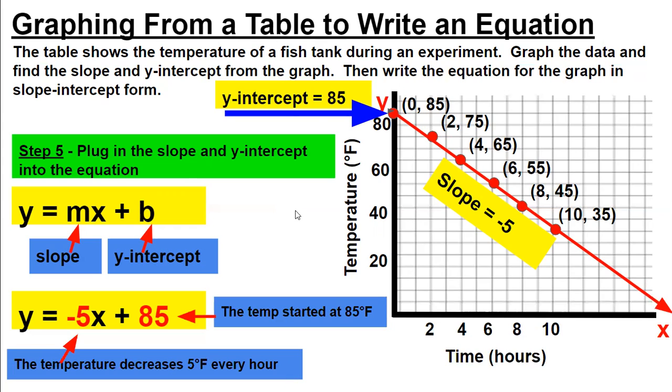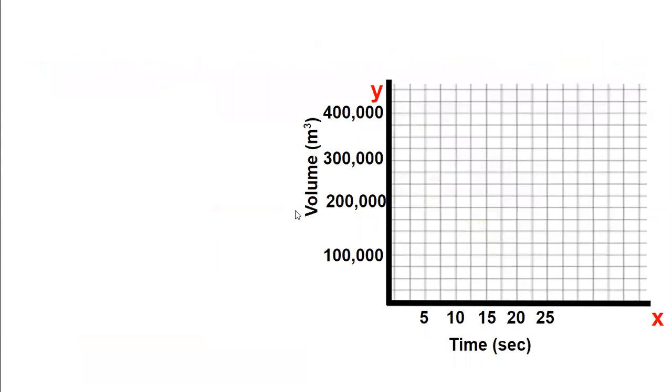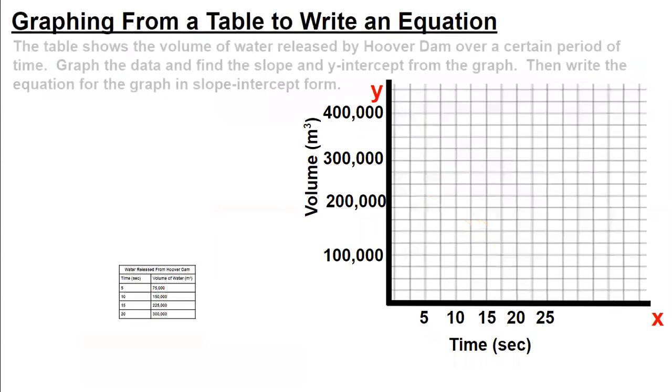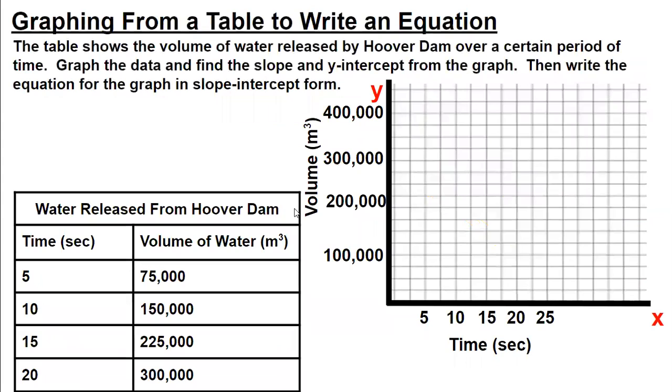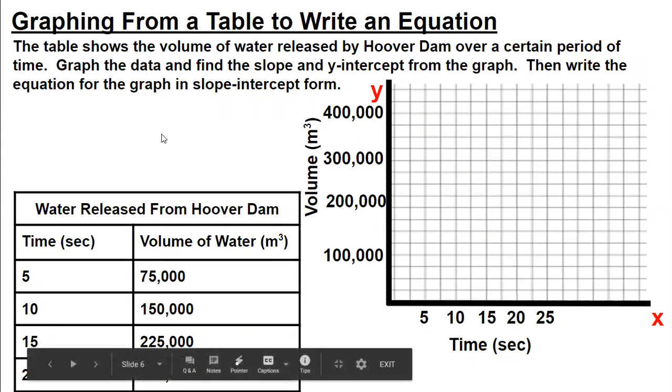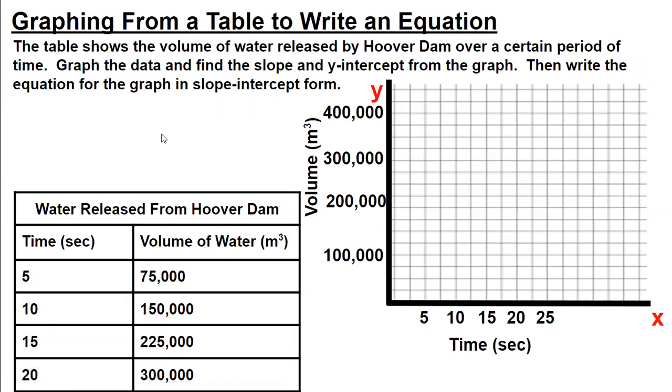Okie dokie, let's try another one. This time we have volume and time. The table shows the volume of water released by Hoover Dam over a certain period of time. Notice how time is in seconds over here. Graph the data and find the slope and y-intercept from the graph. Then write the equation for the graph in slope-intercept form.